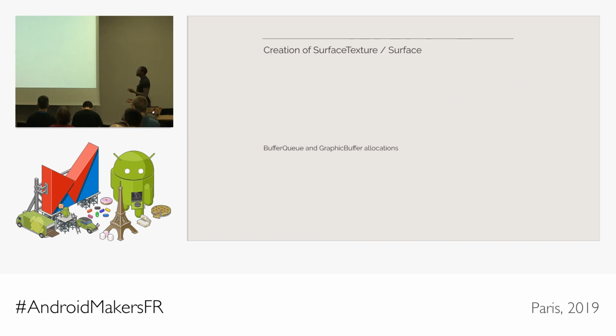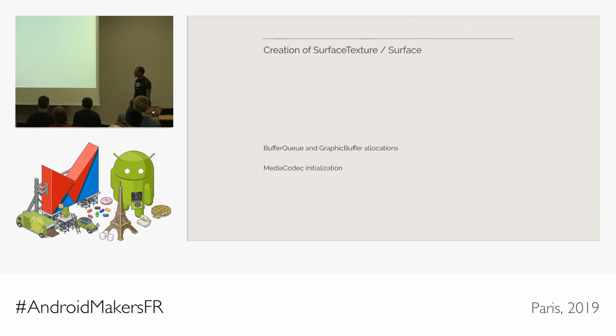And so what happens when you actually create this surface texture or the surface is you know that you're going to do these allocations of the buffer queue and graphic buffers. And we know in general when you're doing animation that you don't want to do Java level allocations because there's going to be garbage collection. These are native allocations, so we don't have to worry about that as much. But it could be a performance hit on some older devices to actually have to do that allocation. But generally, this should be super fast to allocate these. This is actually not your bottleneck.